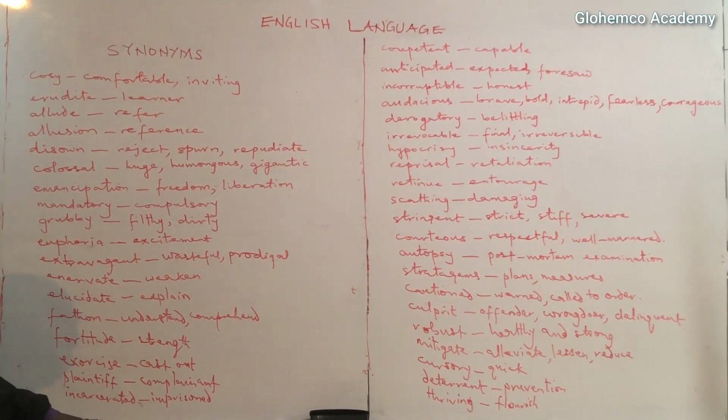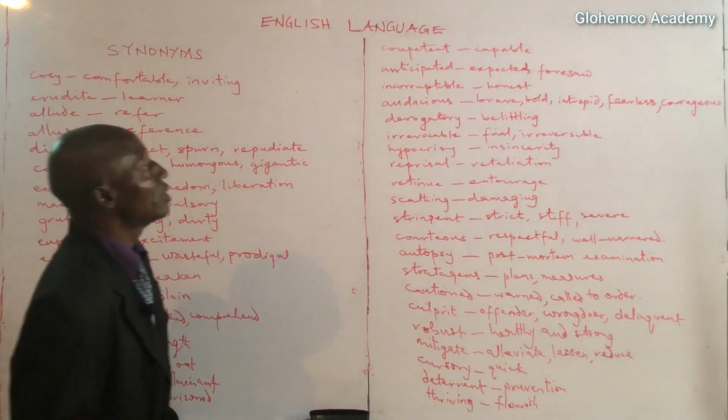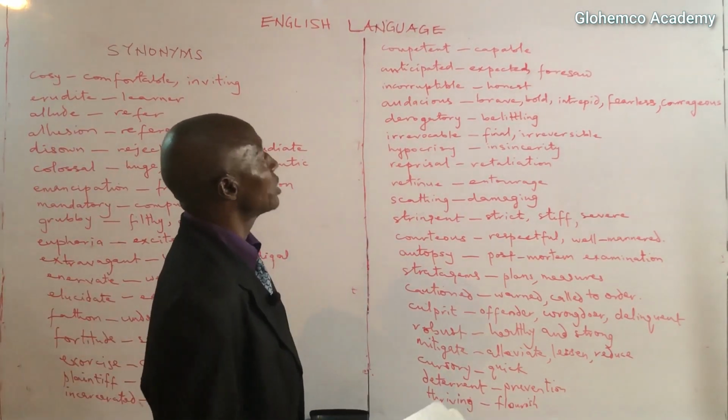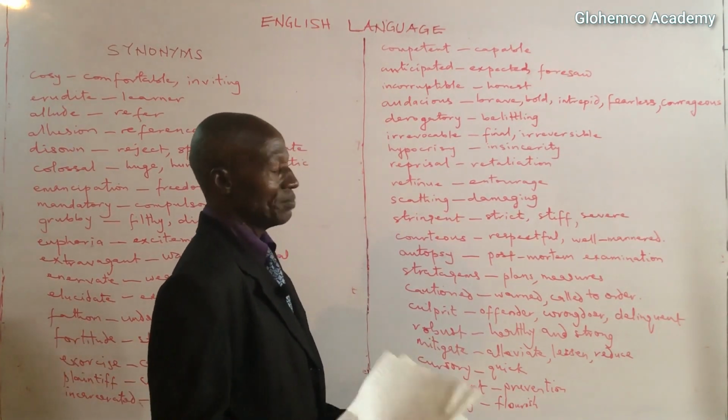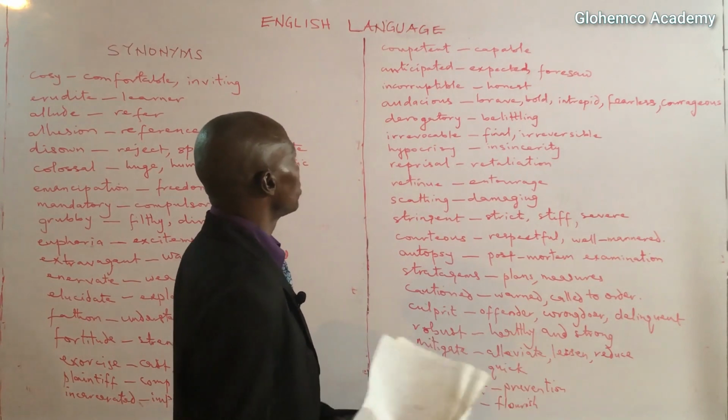You know what I mean? When I say undisclosed offense, it simply means the public, we do not know the offense he or she has committed before his or her incarceration. So the person has been incarcerated, has been imprisoned. Then we have the next one, very simple too, competent, capable. And competence means capability.